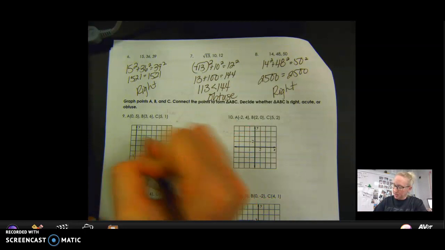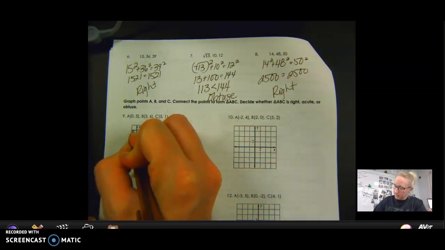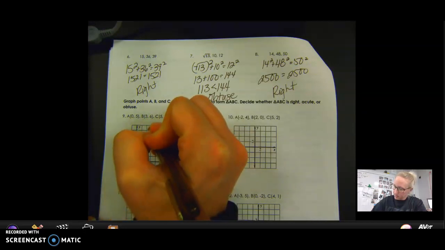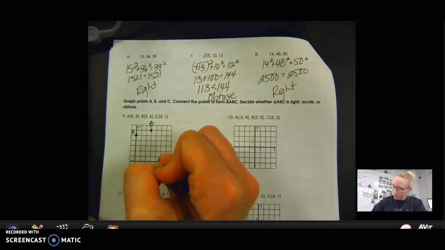Next one, plot your points. So 0, 5, that's A. 3, 6, that's B. And 1, 2, 3, 4, 5, 5, 1, that's C.